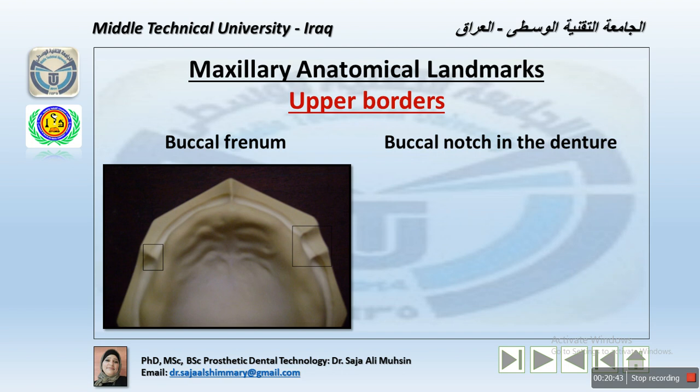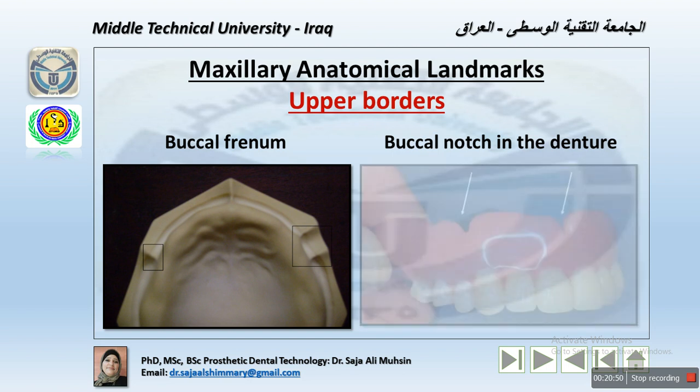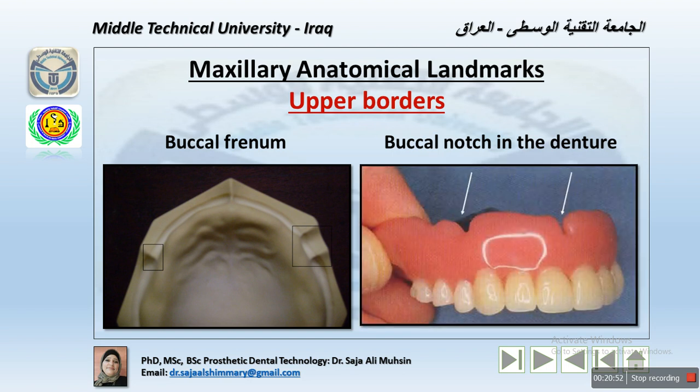Buccal frenum, and this could be single or double, and this will be a buccal notch in the denture. Of course, as well, the direction of these frenums could be forward or backward, and this should be well presented by the denture later on by finishing and polishing this part properly.